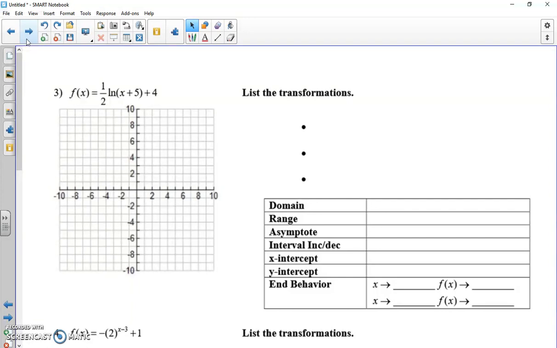You use the same base points. The only thing you use is that ln has a base of e, right? So whenever you do 1, 0, you're going to use that base of e, which is 2.7, right? So let me write that down. So this has a base of e, which is approximately 2.7.